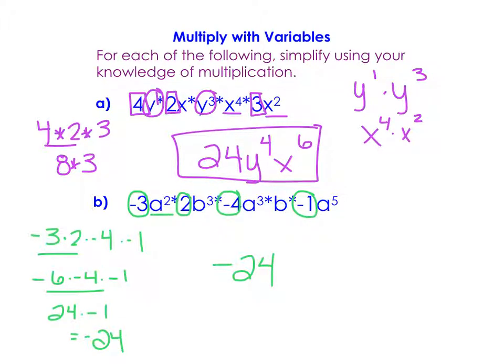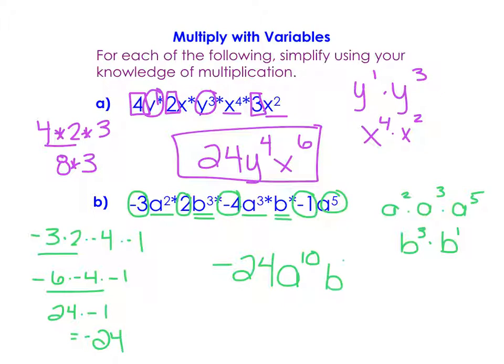And then from here we have a squared times a cubed times a to the fifth. So we have a total of 2 plus 3 is 5 plus 5 is 10 a's being multiplied together. And then if I look at the b's, I see b to the third times b to the first for a total of 4 b's being multiplied together.